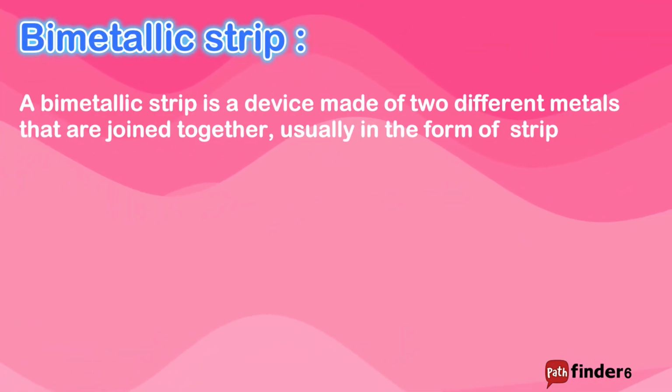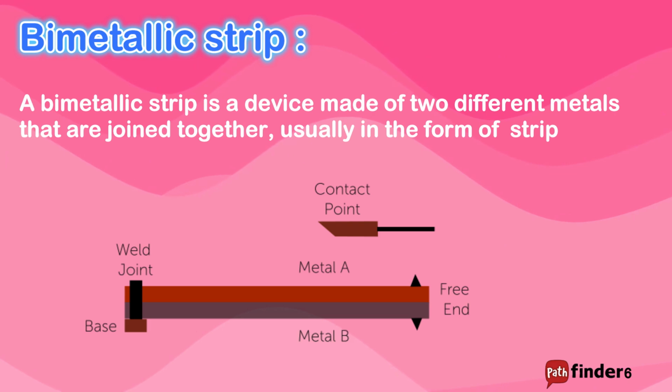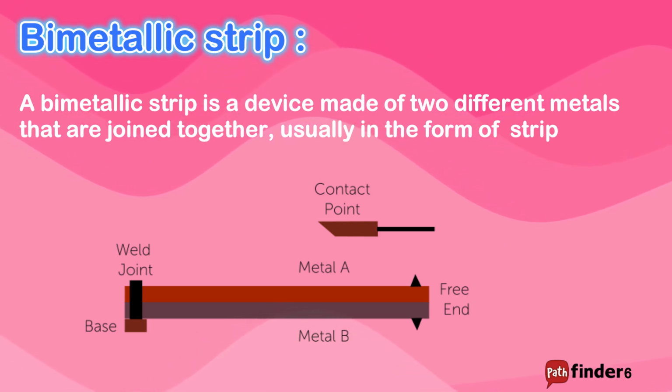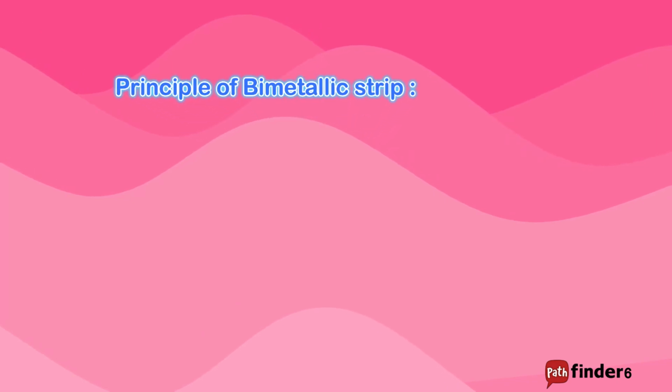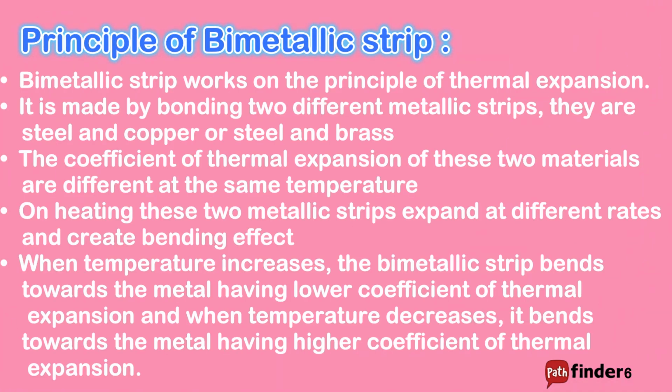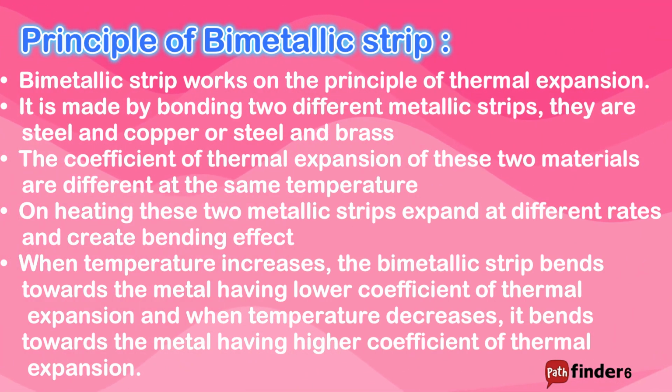Bimetallic strip. A bimetallic strip is a device made of two different metals that are joined together, usually in the form of a strip. Principle of bimetallic strip. A bimetallic strip works on the principle of thermal expansion. It is made by bonding two different metallic strips. They are steel and copper or steel and brass.